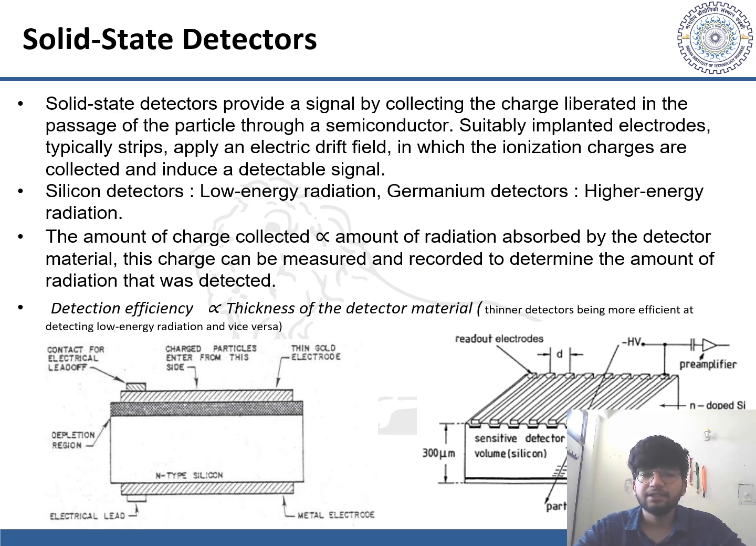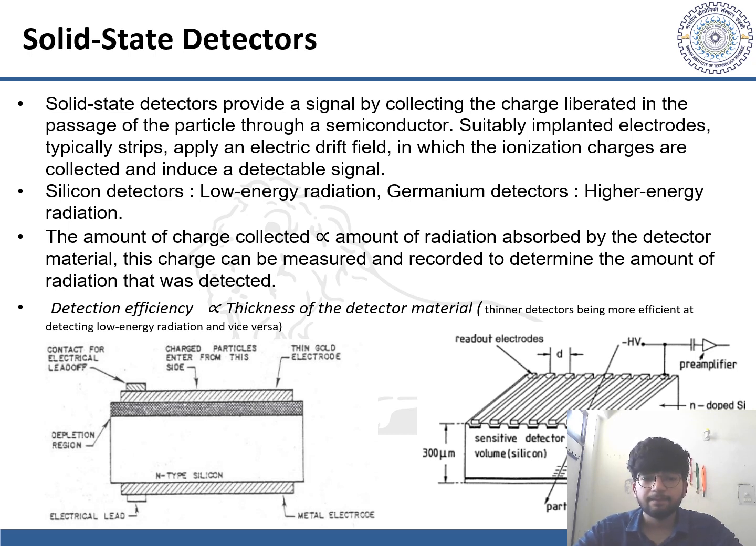When ionizing radiation interacts with the semiconductor material, it produces electron-hole pairs, where the electrons and holes are free to move in the material. The electron-hole pairs created by ionizing radiation are separated by the electric field in the semiconductor material, and the resulting current or charge is collected by the electrodes in the detector.